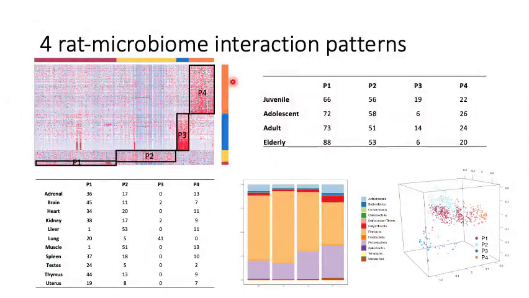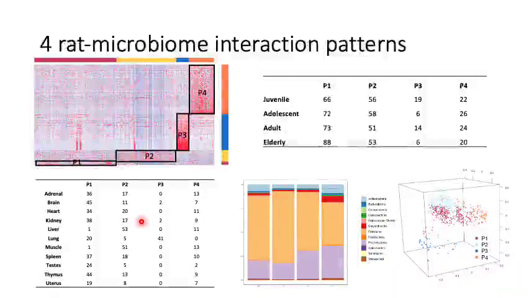We also performed unsupervised classification in order to identify rat-microbiome interaction patterns. In this microbial abundance heat map, each row represents a species, and each column represents a sample. You can see 4 distinct and well-separated rat-microbiome interaction patterns, both in this heat map and this PCoA plot.